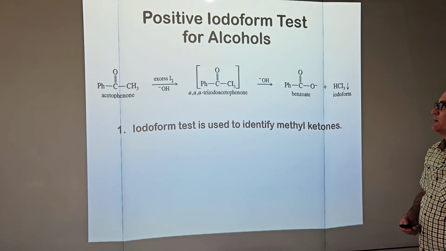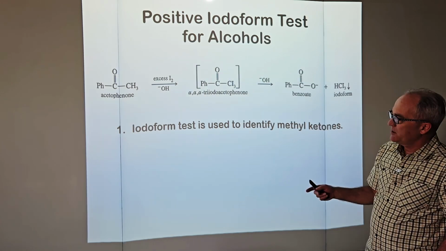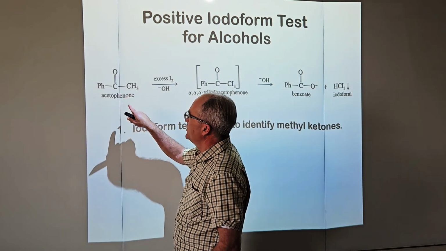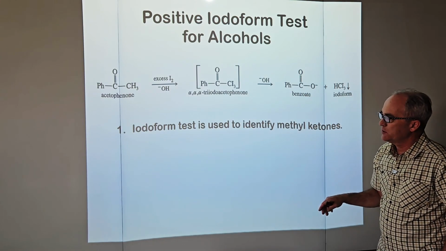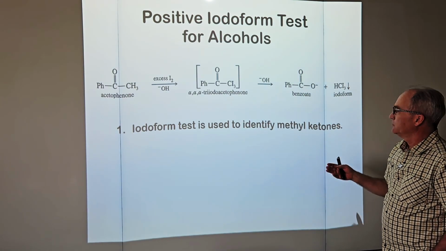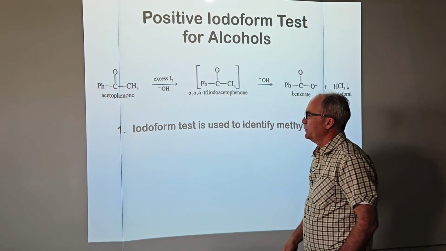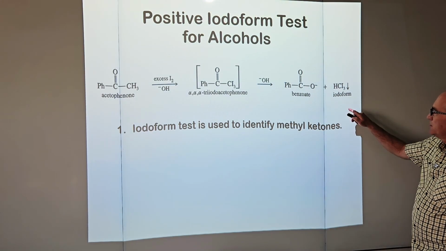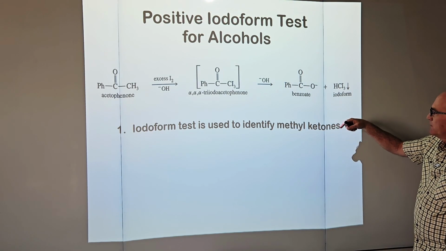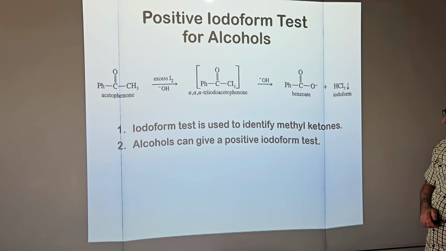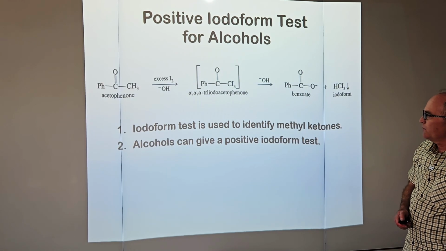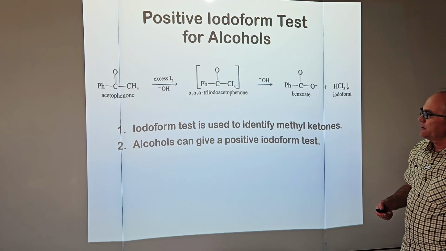And you're saying, I don't see an alcohol anywhere. It's a test for alcohols, or we might say a methyl ketone, and under certain conditions, things like ethanol can be oxidized and put that carbonyl carbon there. So it's used to identify methyl ketones. This thing precipitates out and has a distinct color. Alcohols can give a positive iodoform test, at least ethanol does.